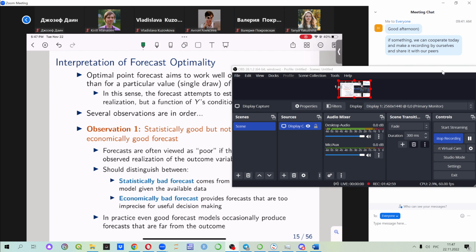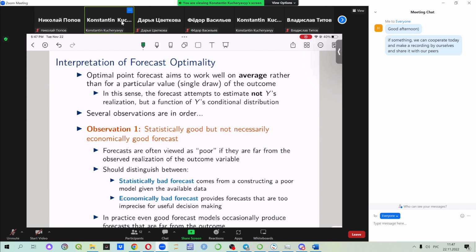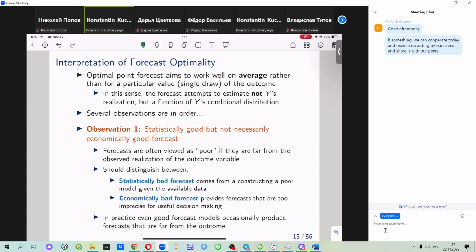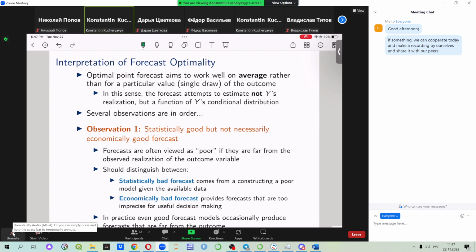Let's continue. So hopefully this point is clear. Statistically good, but not necessarily economically good forecast, and the distinction between them.